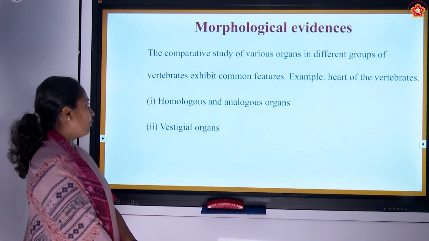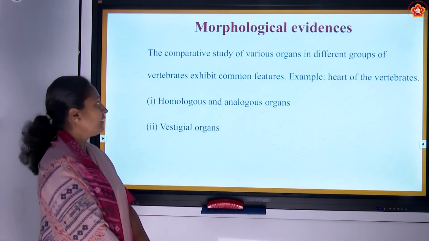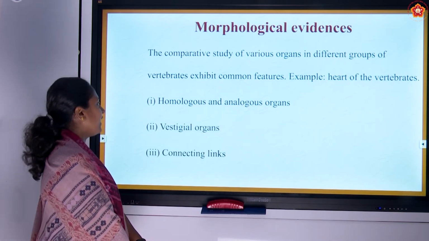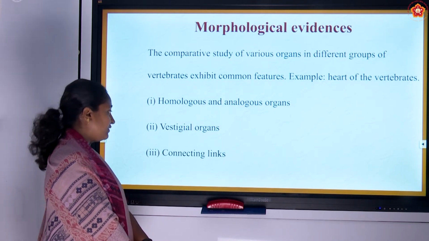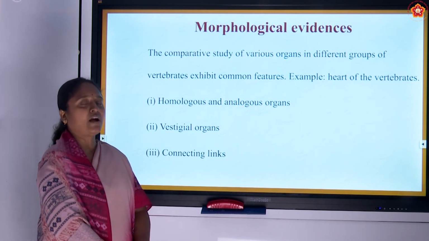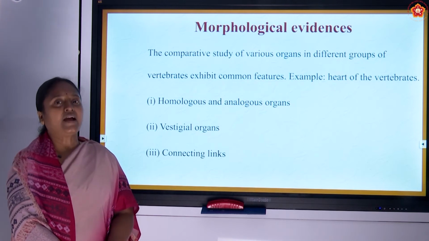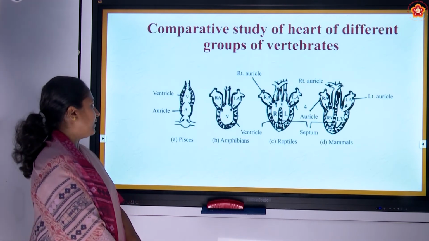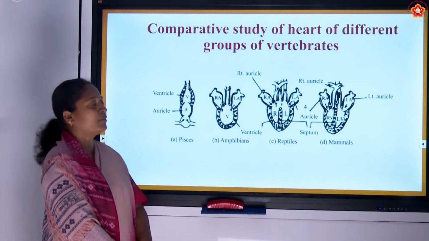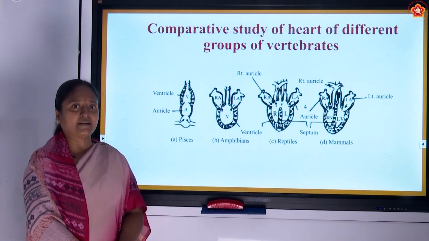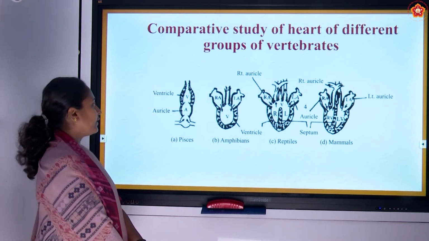We will see what is homologous organ and analogous organ in upcoming slides. Then we have some organs which are known as vestigial organs, and some organs where we can see a connecting link between them. First we have studied about the heart in different vertebrates, right? How the heart has originated.